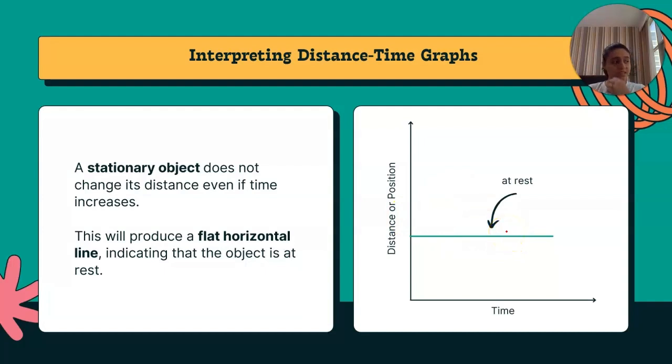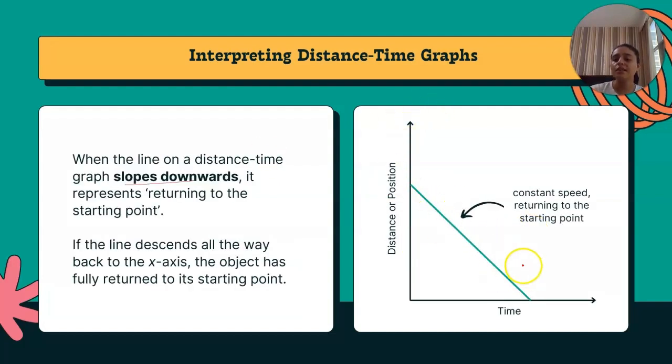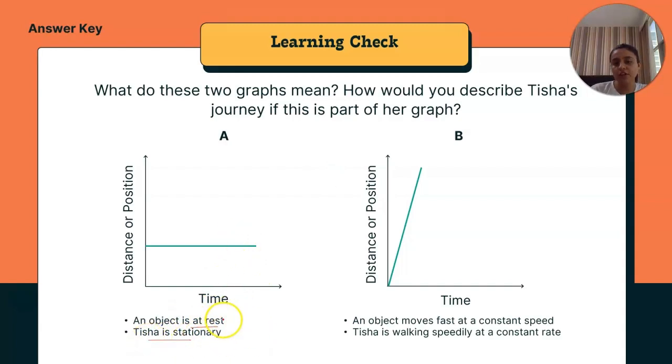Generally the examiner will give you the picture of a graph and then ask you what this graph is about. Is it in a rest position or at a constant speed? So you have to mention like this. This is the rest position and this is the constant speed position of an object. You must be familiar with the graph. At rest, Tisha is stationary when she was meeting her friend. An object moves fast at a constant speed. Tisha is walking speedily at a constant rate. These are the graphs which are definitely going to come in your exams.